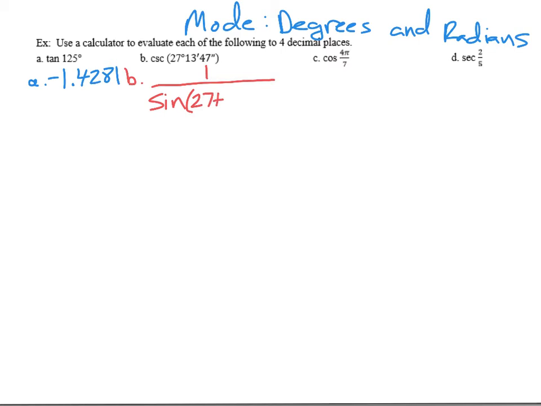Now here, to evaluate, we'd have to have it as a decimal, so we got to go back to our minutes and seconds and say we'd have to do 13 over 60, 47 over 3,600, okay? Give that one a shot by punching it in. It said to round these to 4 decimal places. You should get 2.1855.